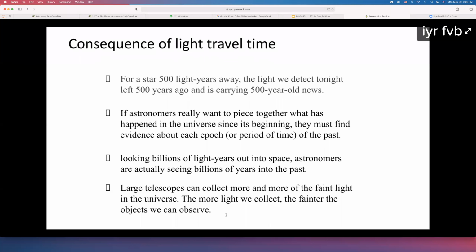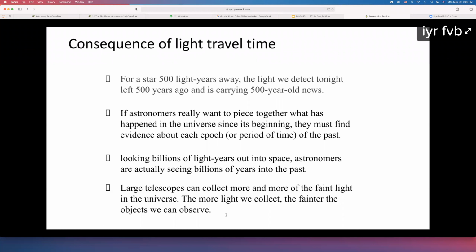So what is the consequence due to the time it takes for a light beam to travel from one place to another place? And this is very significant in astronomy because of the enormous distances that are involved. And we have discussed what happens when a particular object or a star is like 500 light years away.